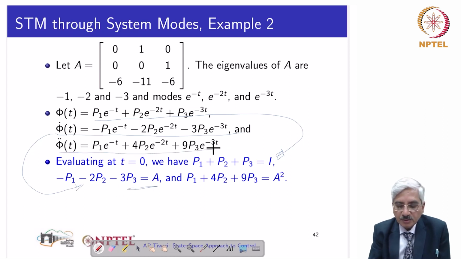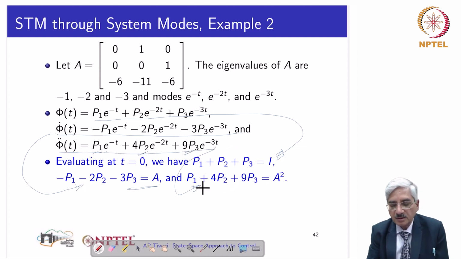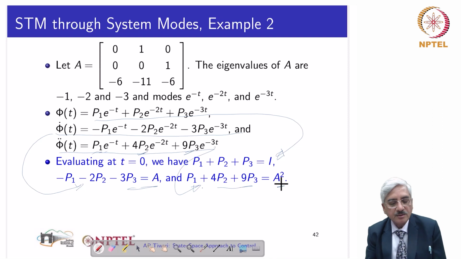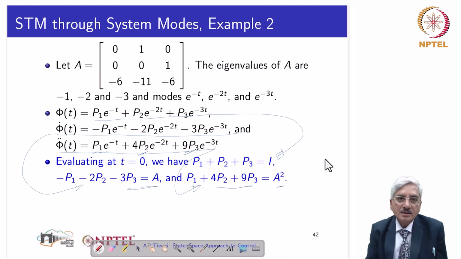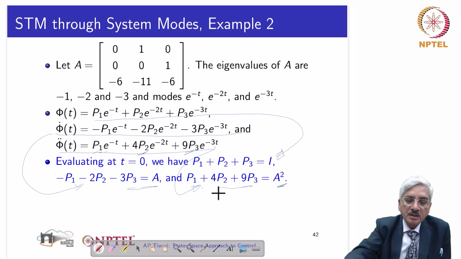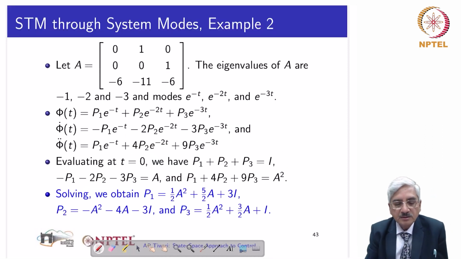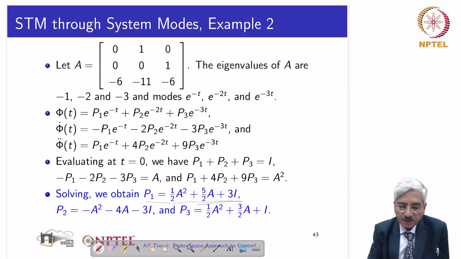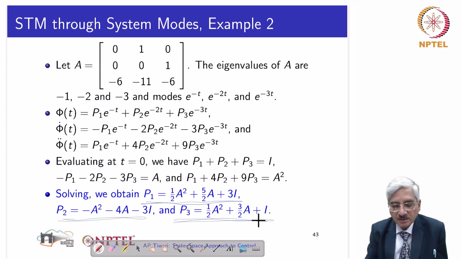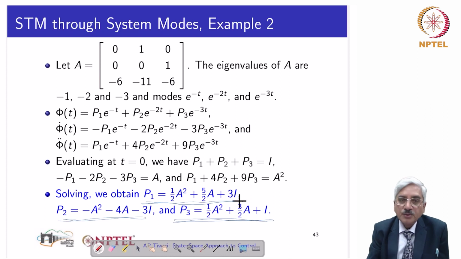And this one leads to P1 plus 4P2 plus 9P3 equal to A square, because phi double dot t evaluated at t equal to 0 is A square. So we get this. These three equations are solved for three unknown matrices P1, P2 and P3, leading to this. P1 comes this, P2 comes this, and P3 comes this. I suggest that students can do these derivations and convince themselves that this is indeed correct.